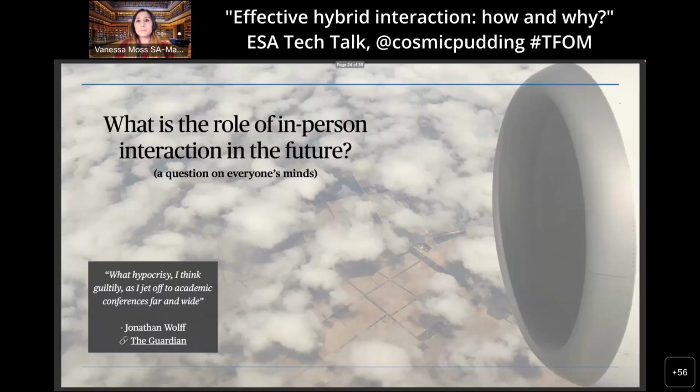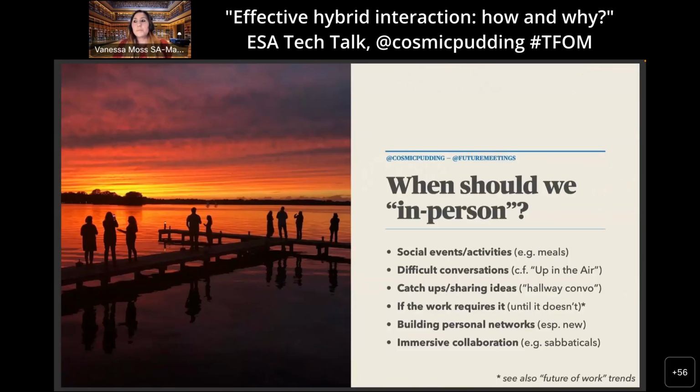So, in terms of thinking about in-person interaction, what we've seen worldwide as restrictions ease and borders open is a lot of people rushing to make up for lost time, sometimes for good reasons and sometimes for questionable reasons. And so the question becomes, when do we meet in person in the future? This is not a complete list, and I think discussing after would be interesting to hear other things people are thinking about. But what we've come up with on the TFOM side is social events and activities, like having meals together, barbecues, farewell lunches, welcome lunches, stuff like that.